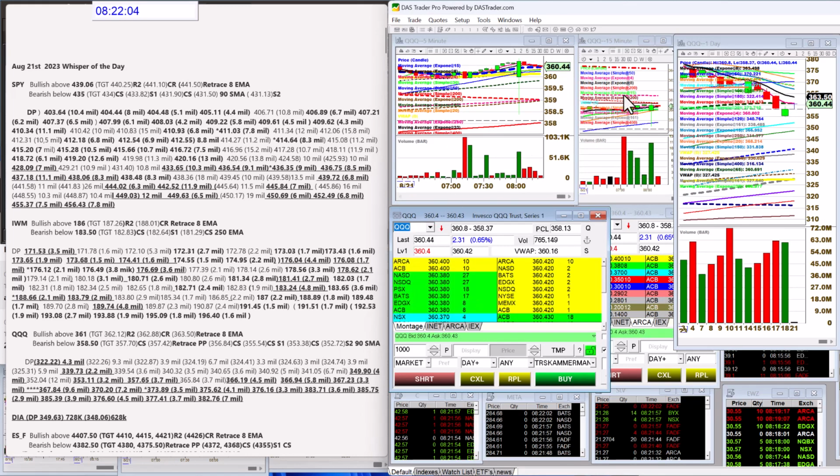Let's check out the Qs. We're going to be bullish above 361. Again, there's that retracement trade to the 8 EMA. Bear below 358.50.